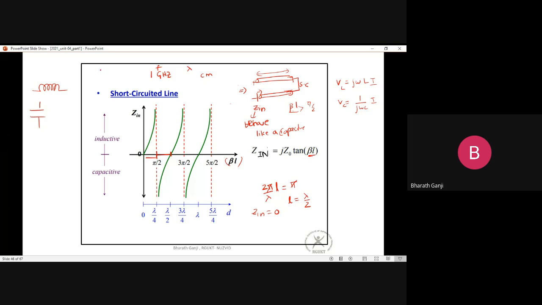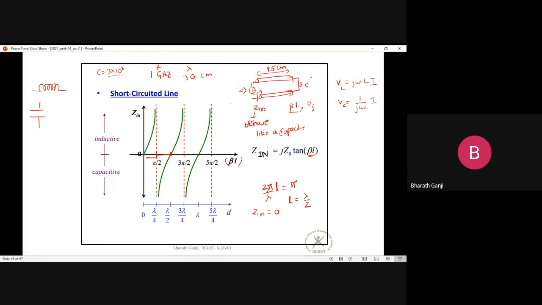You take the velocity as the light velocity, probably 3 into 10 to the power 10 centimeters per second. Let us assume that right now the wave is also traveling at this velocity on the line. If I take a line which is exactly 15 centimeters, and the clock is a 1 gigahertz source, with the line short circuited, what happens is the input impedance also behaves like a short circuit.